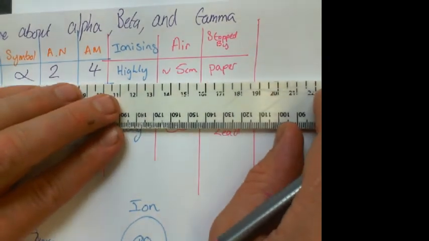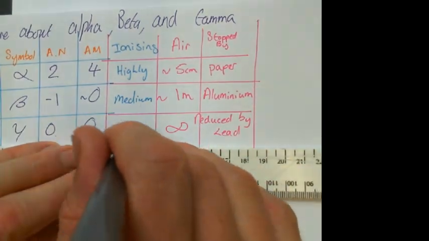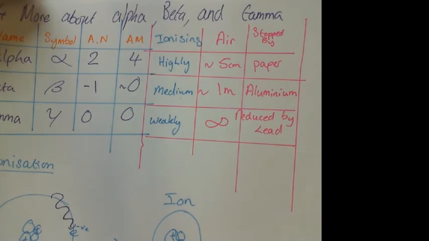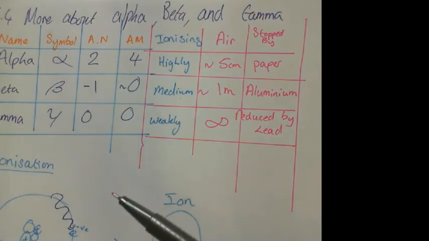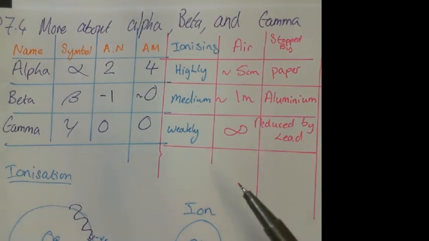I am terrible at drawing tables. And that is a summary of everything that you need to know about alpha, beta and gamma: their symbol, what they do, their charge, their mass, how ionizing they are, how far they go in air, and what they're stopped by.